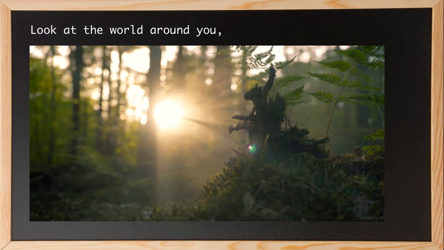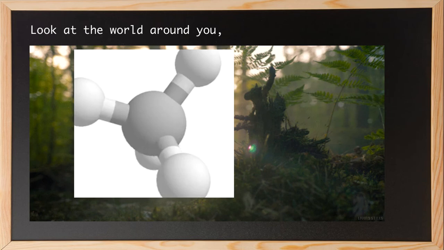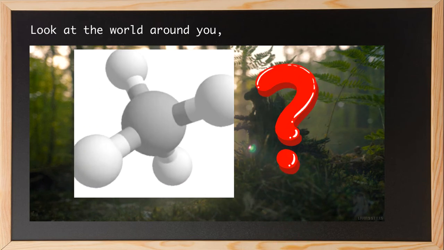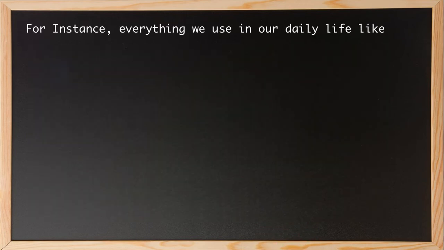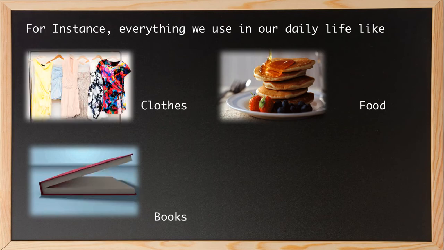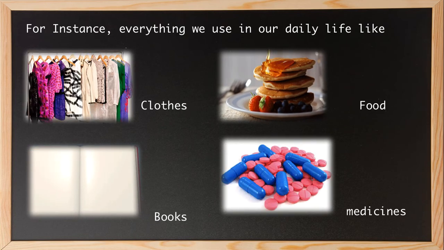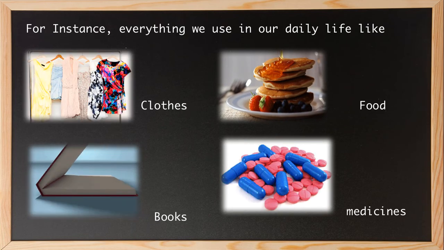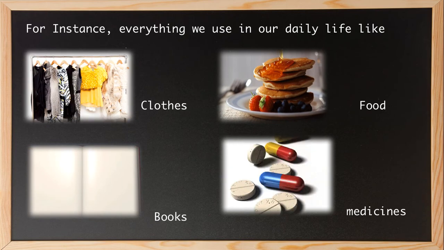First of all, look at the world around you. It's like, wow, so beautiful and colorful. But did you ever notice that most of the things that you observe around you are made up of carbon and its compounds? For instance, everything that we use in our daily life, like clothes, food, books, and medicines, are all made up of this versatile element called carbon and its compounds.